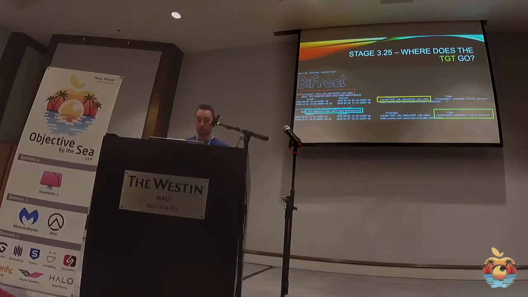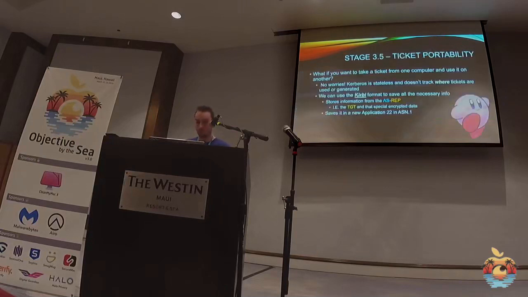So if the service principal is KRBTGT, that's our TGT, our saved TGT. And then other ones you'll see are for the service tickets that are stored in there. And of course, you can see the different flags that are associated with this as well. So now what if we want to take the ticket from one computer and use it on another?